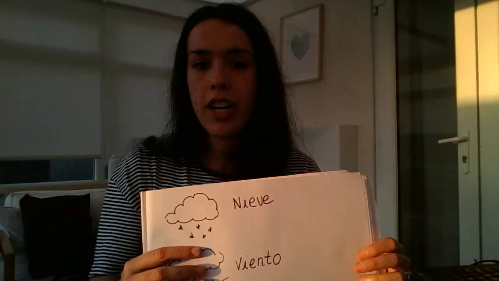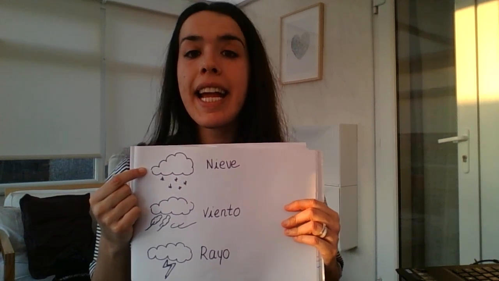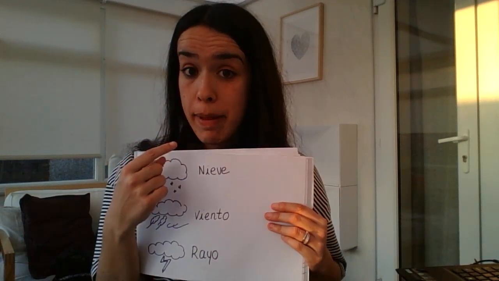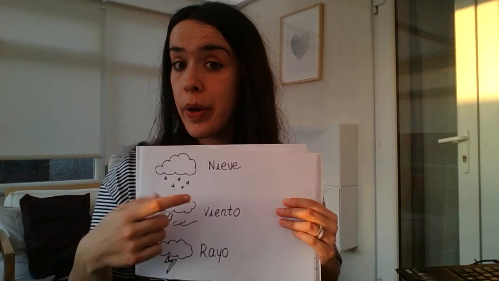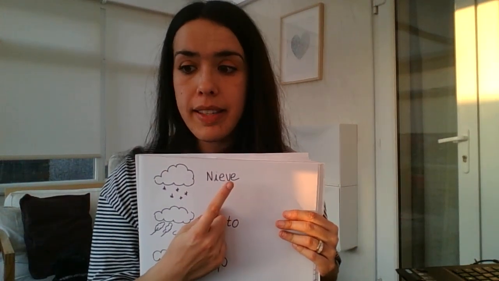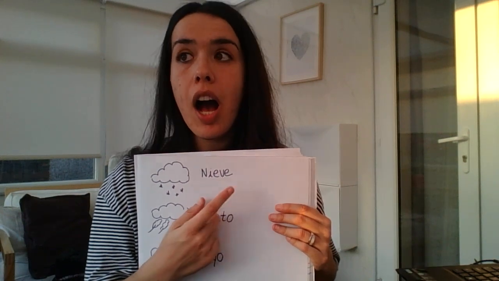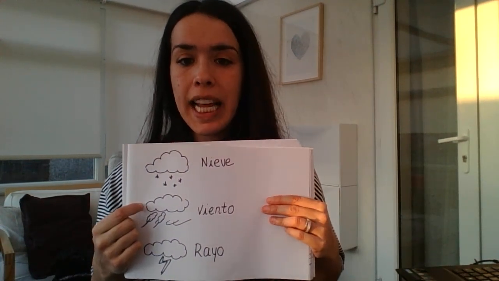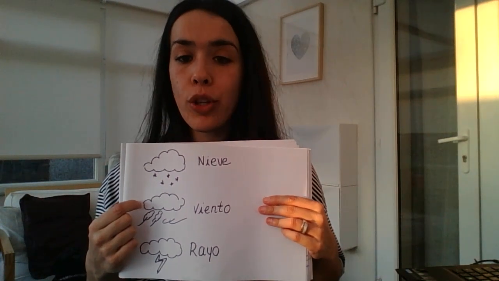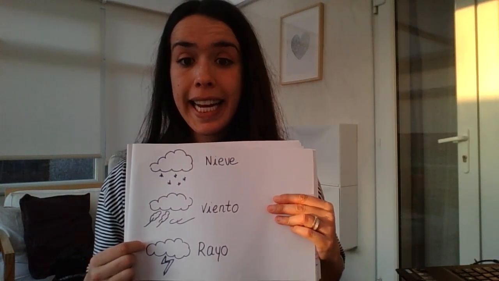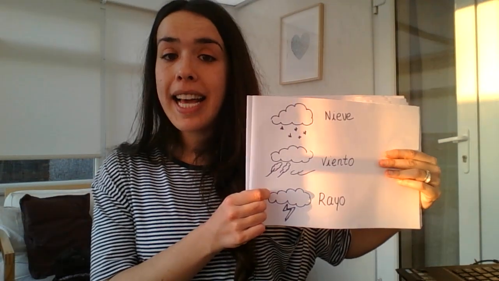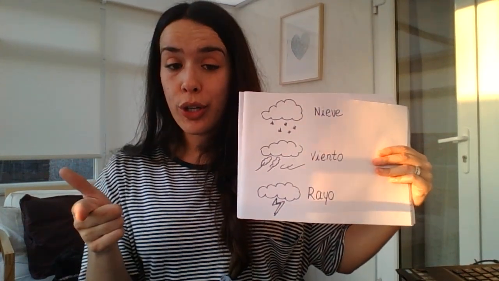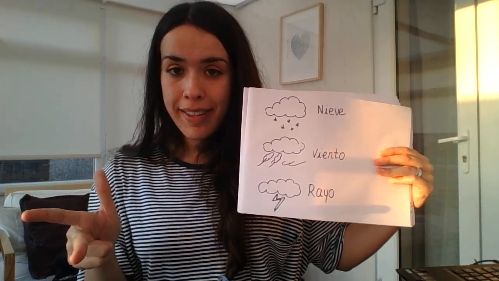Next three are snow, we say nieve. Nieve. Even though it's a V, I say B, because in Spanish we sound V and B as B. But you know that. Wind is viento, viento, and thunder is rayo, rayo. So we have another three here: nieve, viento, rayo.